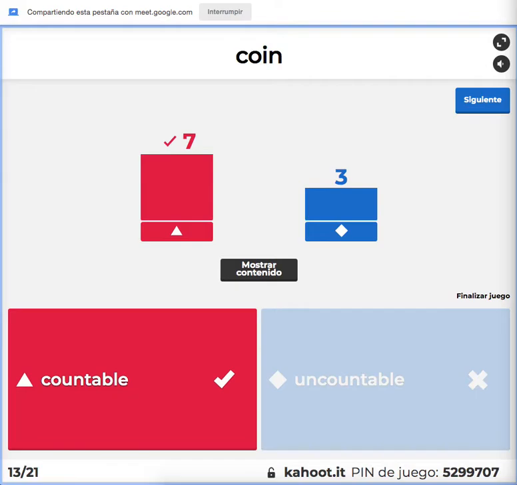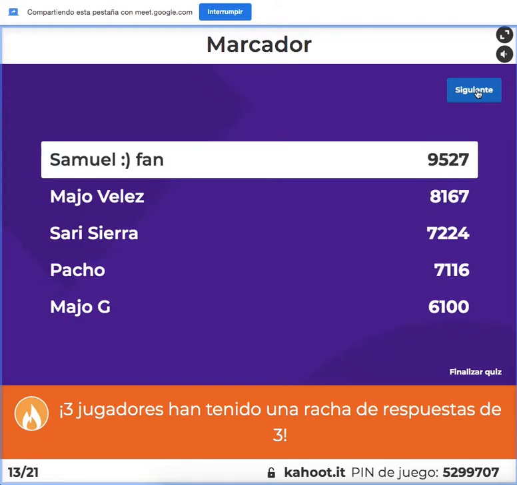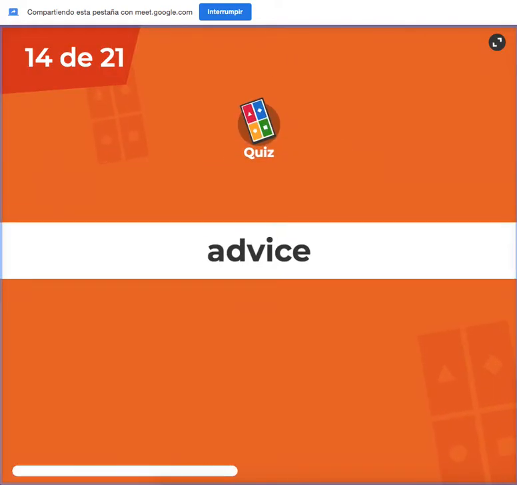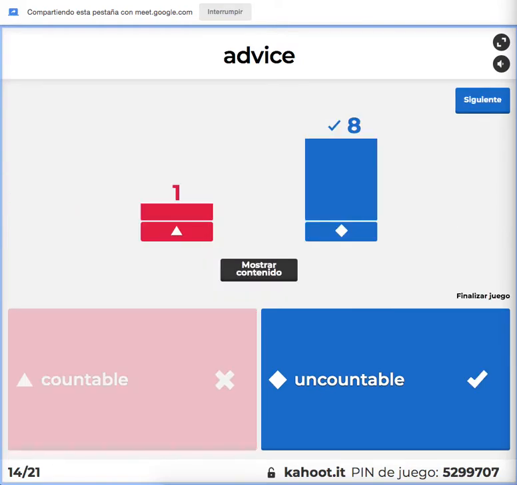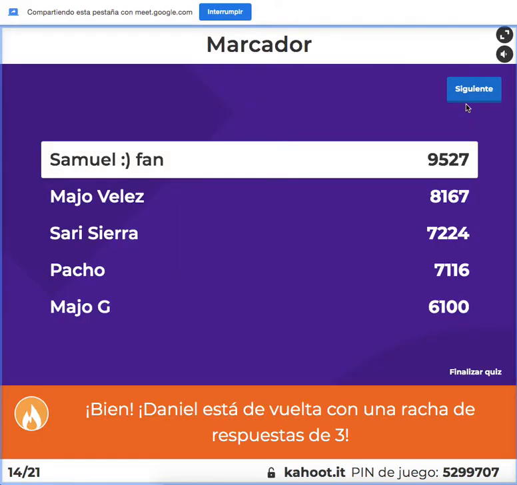In this case, coin, countable. Coin, coins. Moneda, monedas. Perfect. Let's continue. Advice. General concept. Can you count advice? Very good. General concept, advice, non-countable, uncountable. Let's continue.